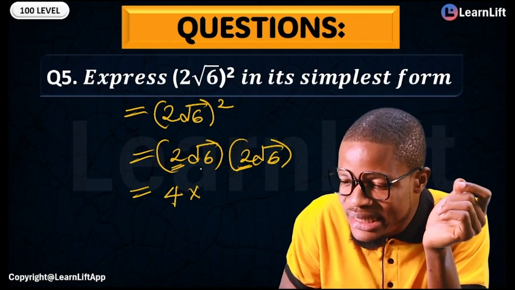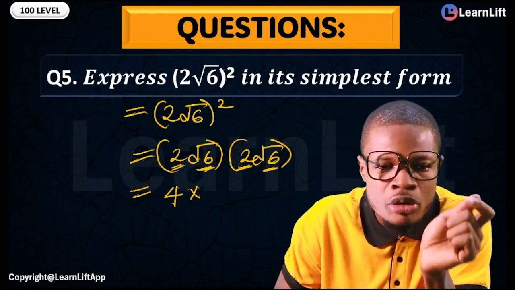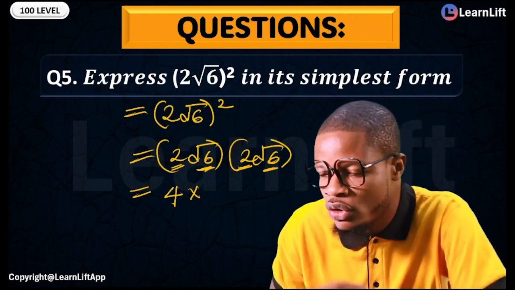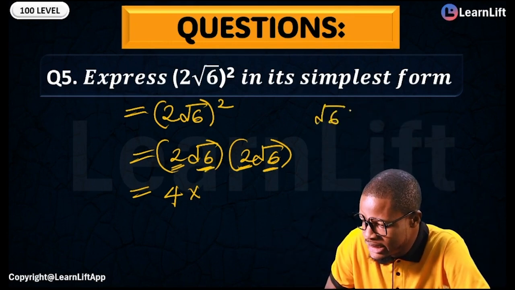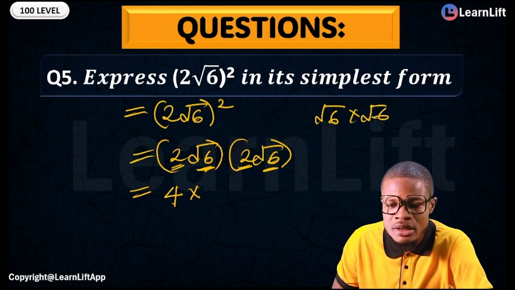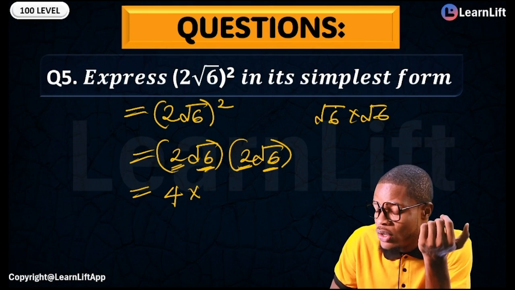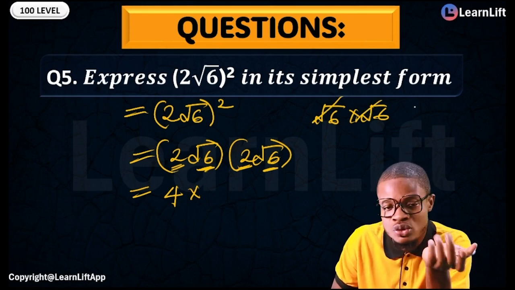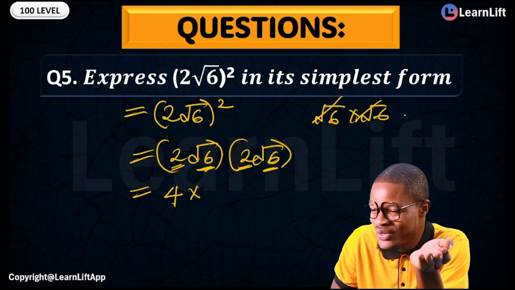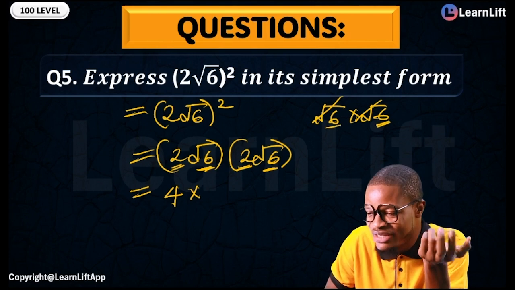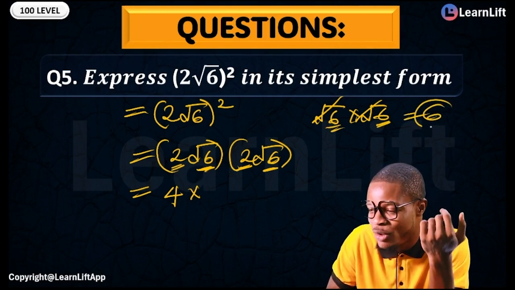Multiply by root 6 times root 6. Multiply the two of them together. What is the final answer? The final answer is 6. You don't need to stress, because in a way, square root will just cancel square root. Just pick one of the 6. Just know that it's 6 that will be the answer.